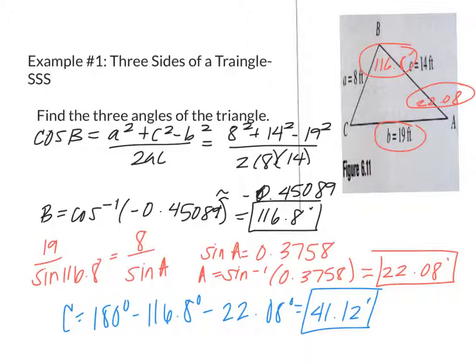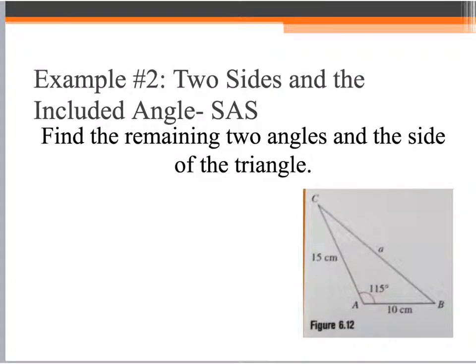All right, let's look at the next one. So on this one, it says two sides and the included angle, so side, angle, side. So find the remaining two angles and the side of the triangle. So the two angles that we are missing are, obviously, angle B and angle C, and I'm missing side A.